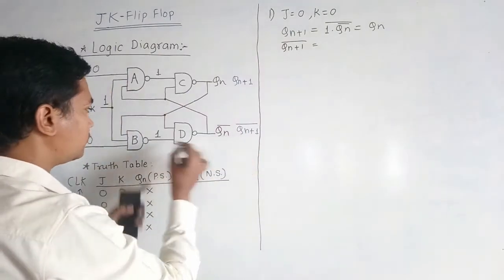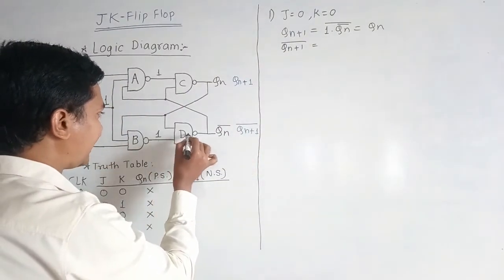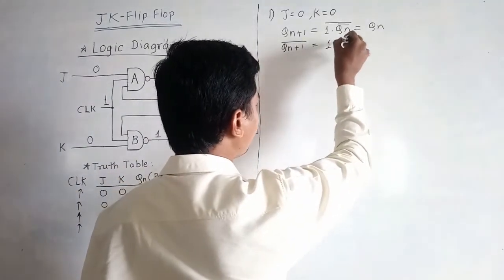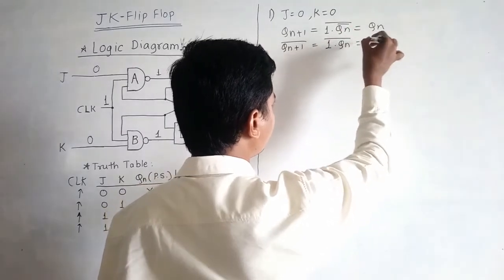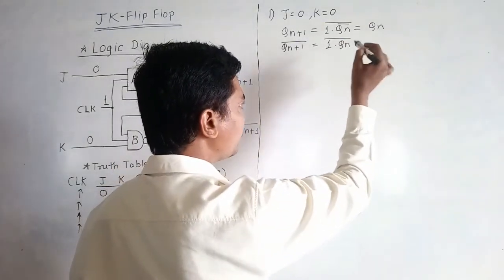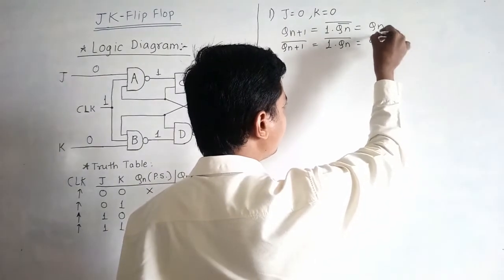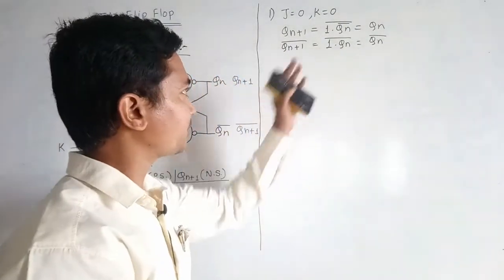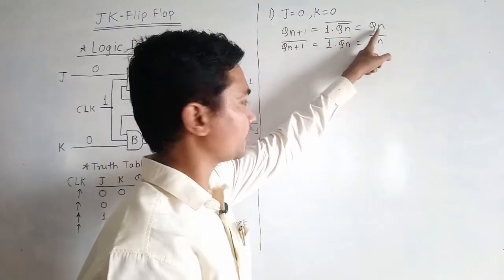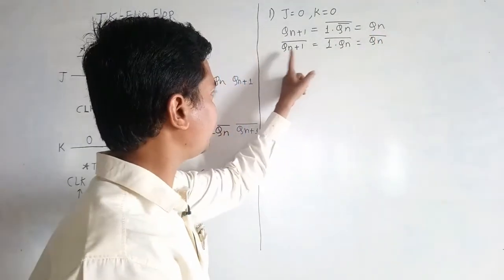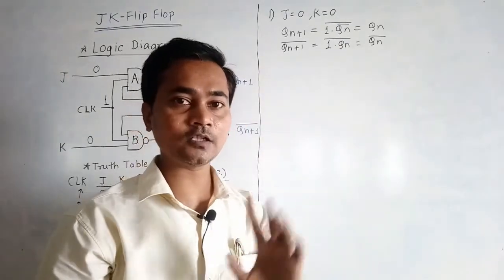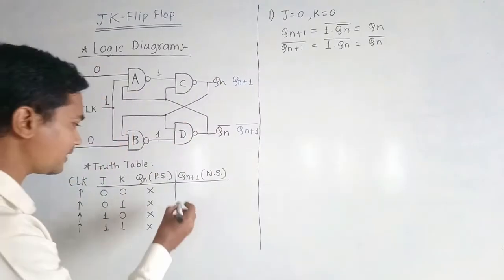Qn+1 whole bar is equal to the NAND operation of 1 with this signal, and this signal is Qn. So (1 dot Qn) whole bar. 1 dot A is A, so 1 dot Qn is Qn, and the whole bar gives Qn bar. From these expressions we can conclude that the next state Qn+1 will be Qn, that is the present state, and Qn+1 bar will be Qn bar. That is no change in the output for J and K equal to 0 0. So here we can write no change.